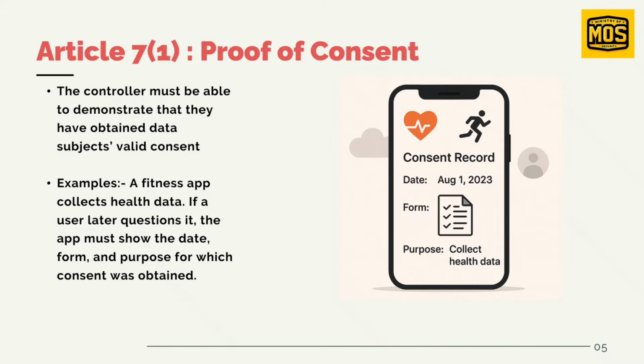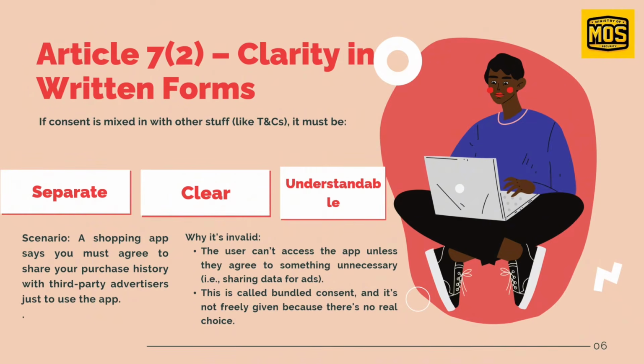Now let's understand clause 2 of Article 7, which is clarity in written forms. The second clause of Article 7 says that if the company requires consent for more than one matter, the consent has to be taken in such a way that one matter can be differentiated from the other. I know it's very complicated, but let's understand this better through an example.